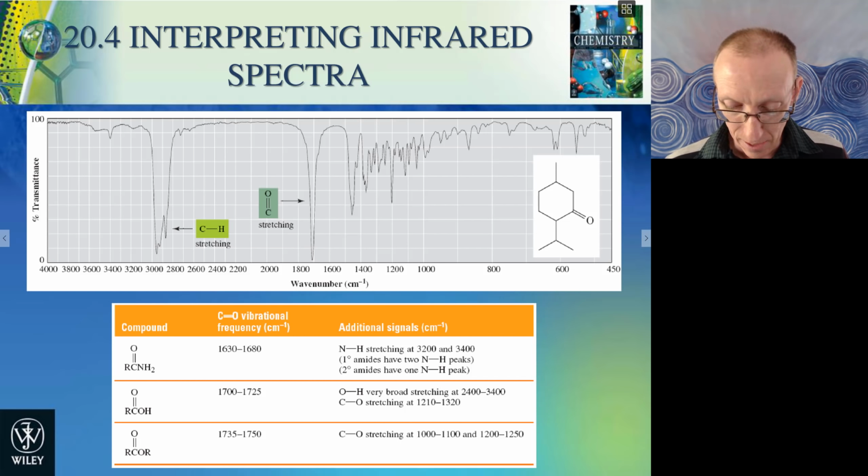Okay, so the final example here is looking at some carbonyl compounds. So here we've got a carboxylic acid and an ester with similar structure. In the carboxylic acid, we've got an OH, so we've got this really broad OH stretch that goes right across here, very intense and extremely broad.